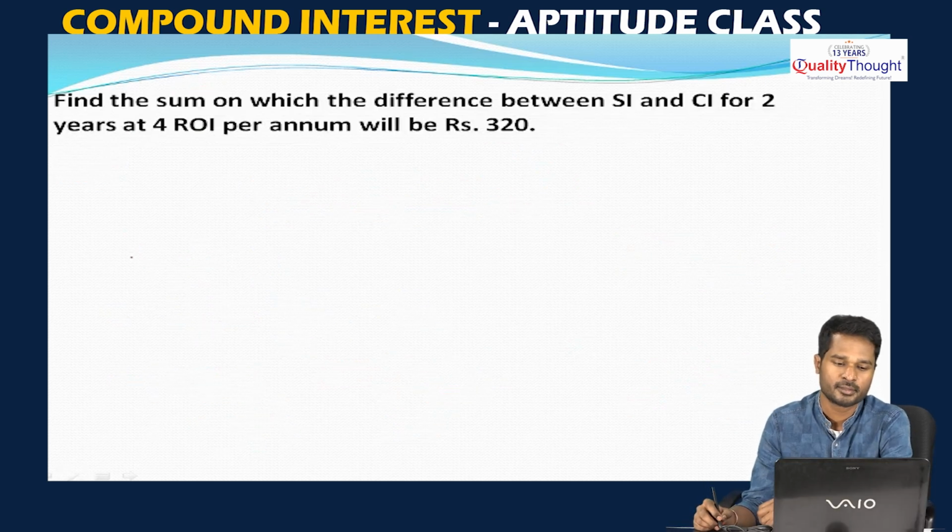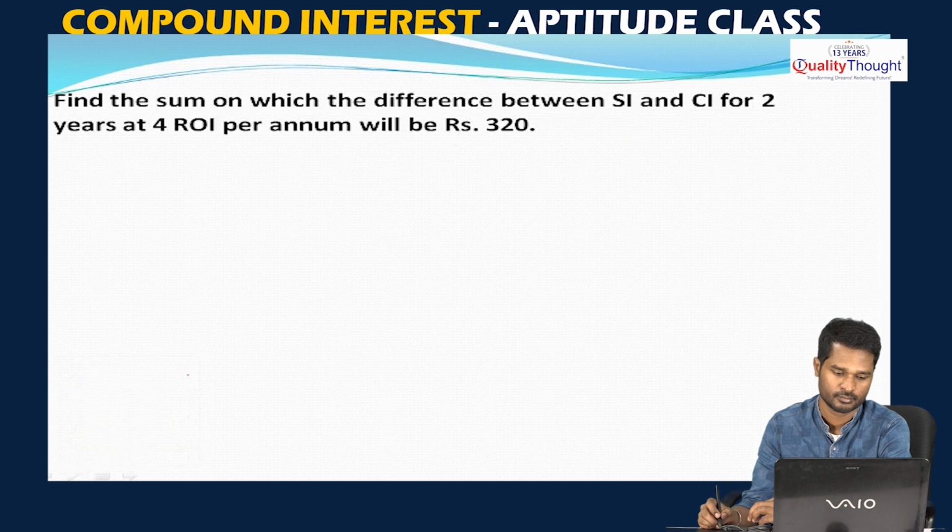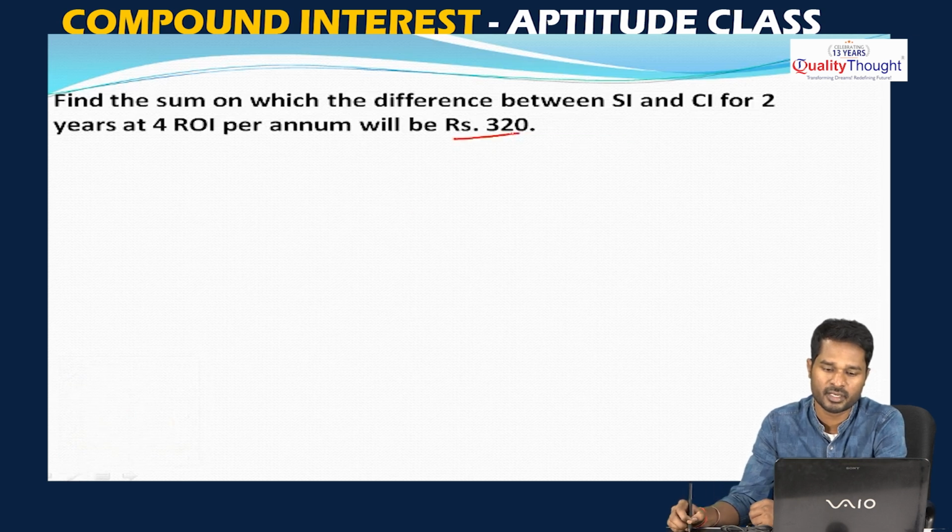Right, the question says find the sum on which the difference between simple interest and compound interest for 2 years at 4 percentage rate of interest per annum will be 320. So this is the difference he has given.